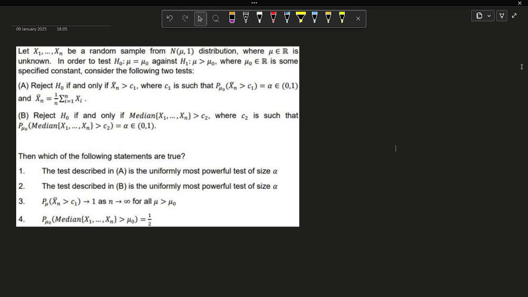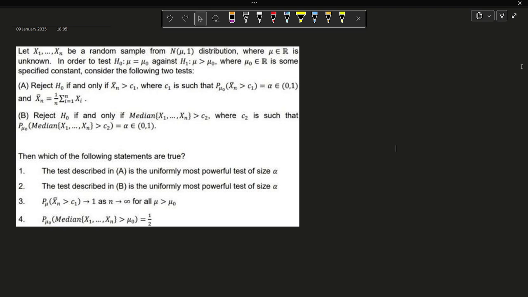Option A says reject the hypothesis H0 if and only if Xn bar is greater than c1, where c1 is such that P_mu0(Xn bar > c1) = alpha, belonging to (0,1). And Xn bar is what? That is the sample mean, equal to 1 by n times the summation of Xi, with i running from 1 to n.